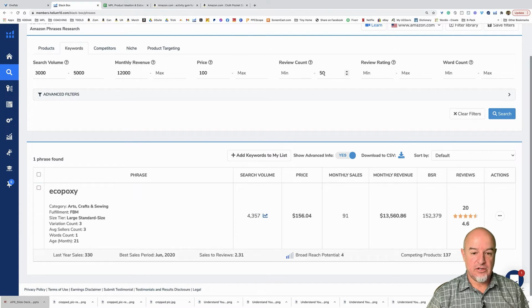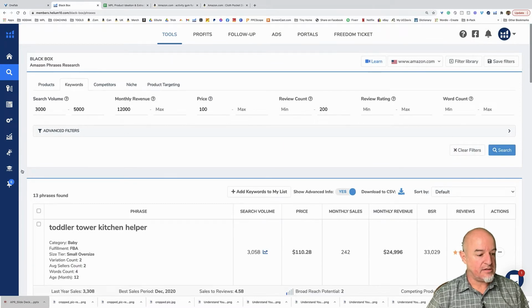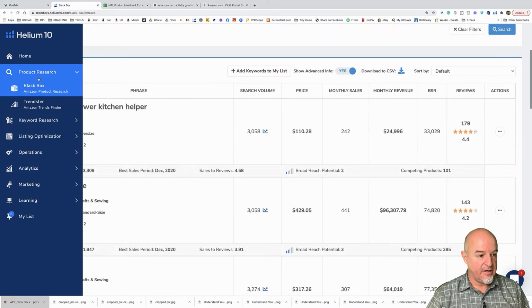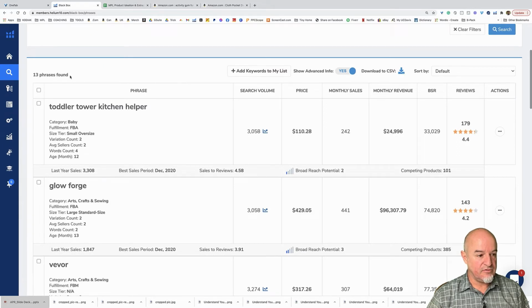Now, you could probably take this up to 200 and get more ideas. Yep, 13 phrases found, okay? So as you can see here, as you play with these numbers and these entry points up here, you can really get to different numbers of keywords that meet your criteria, and then you can really start diving into each of these.